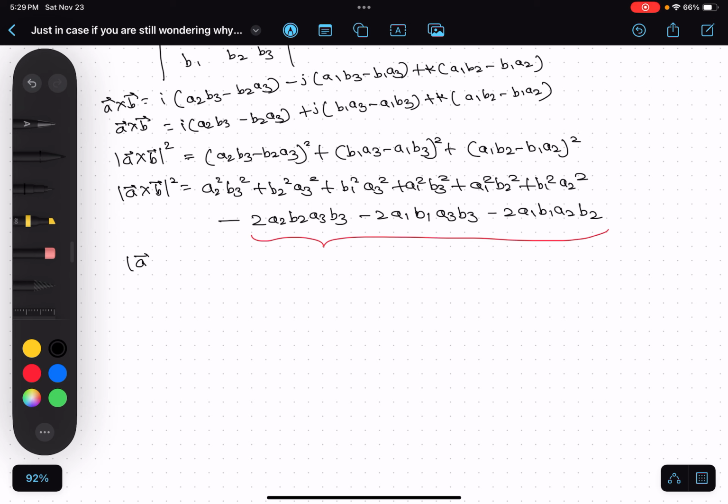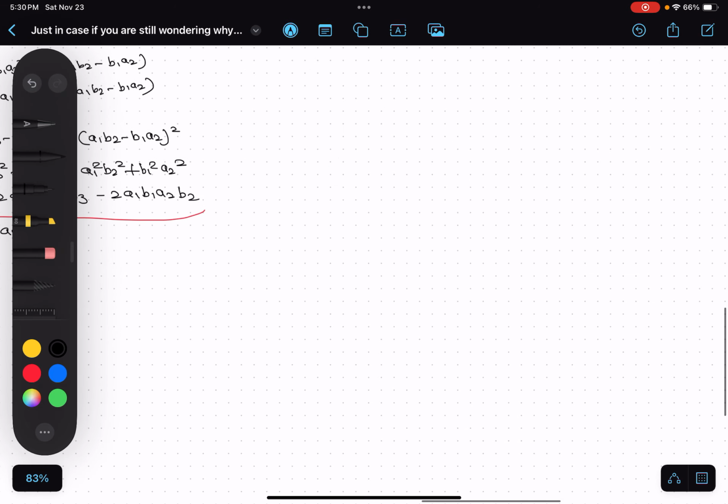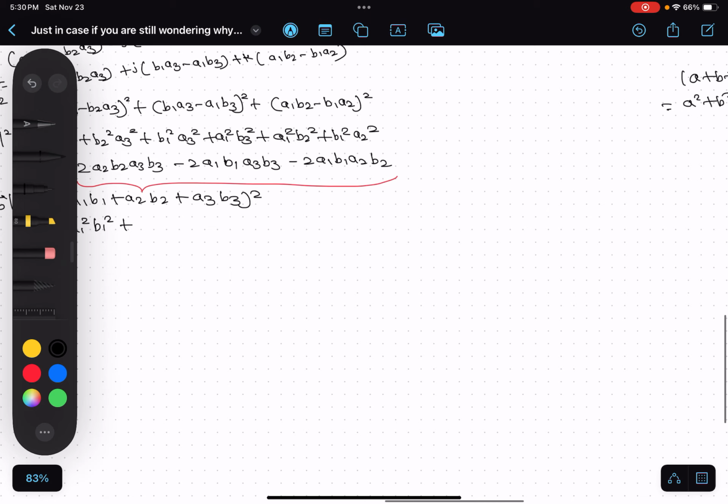So if we take the square of the dot product, that would just be (a1 b1 plus a2 b2 plus a3 b3) squared, which will be a1 squared b1 squared plus... Now I guess you guys know the formula for squaring trinomials, right? If I have (a plus b plus c) squared, that would just be a squared plus b squared plus c squared plus 2ab plus 2bc plus 2ac. Please know this formula. This will be helpful.